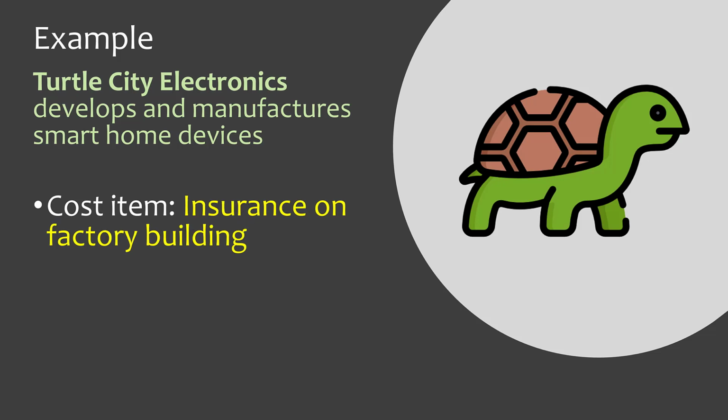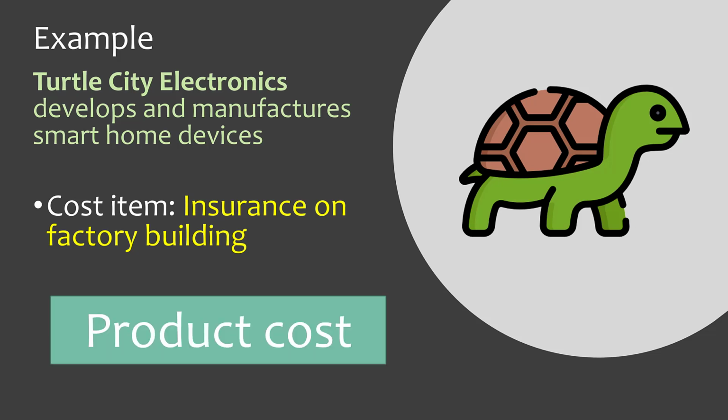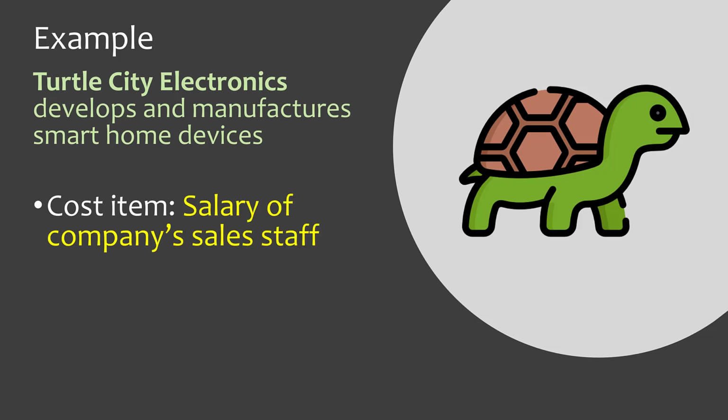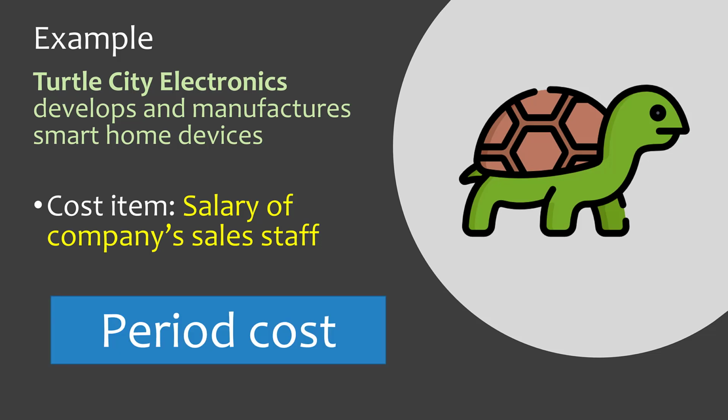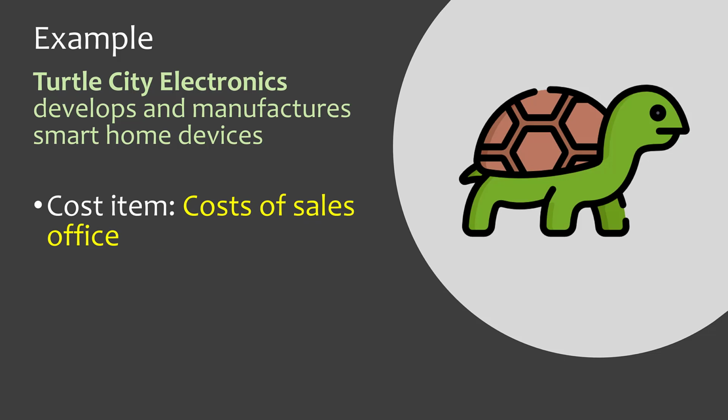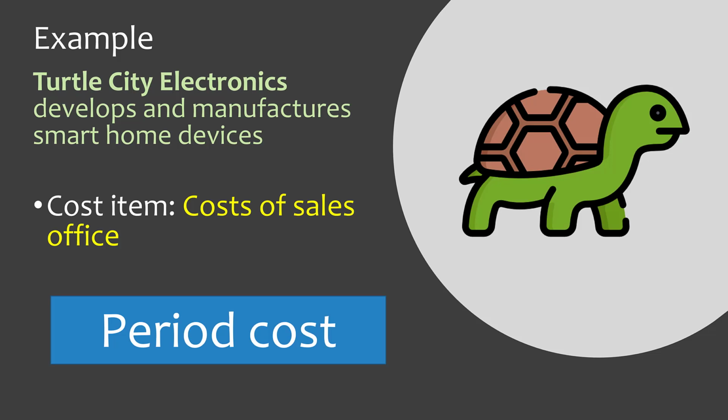What about insurance on the factory building? Product or period cost? That is a product cost because it relates to the factory. Okay, salary of company sales staff. Okay, they are not part of the factory. They are part of other expenses, so they would be a period cost. What about the costs of the sales office? Again, that's a period cost because it's not part of the factory or manufacturing.